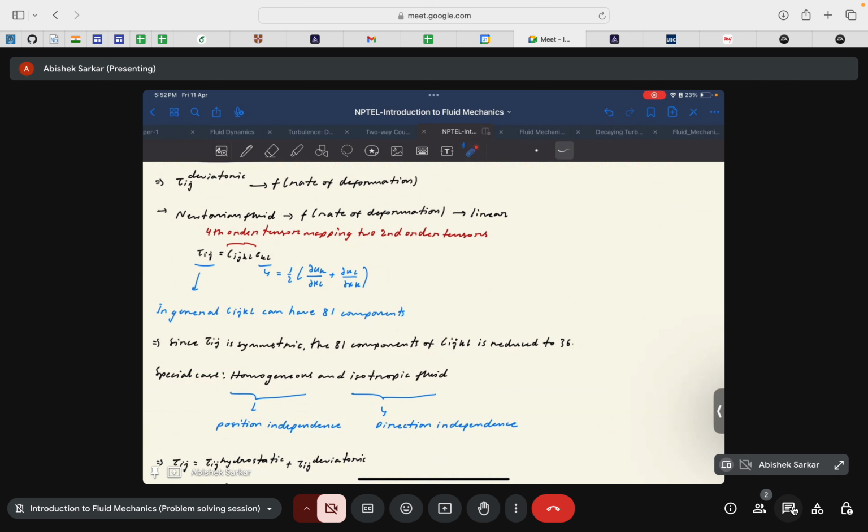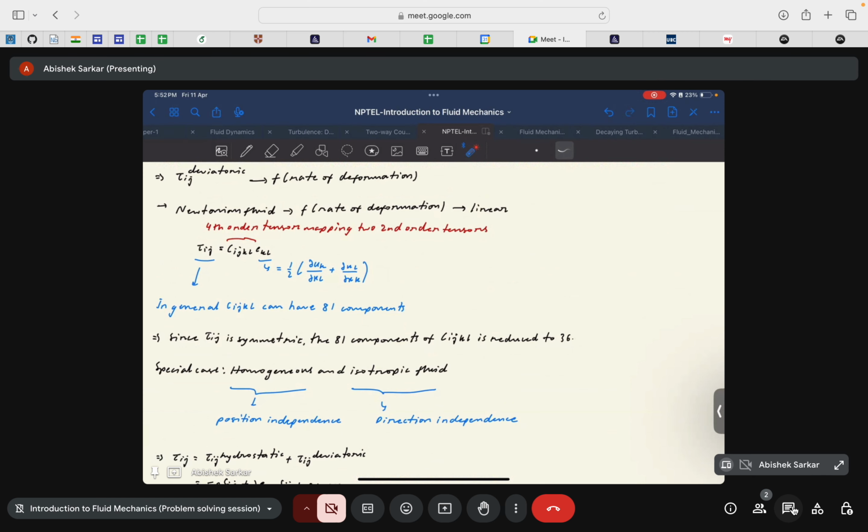And in general, if i, j, k, l each have three components, varying from 1 to 3, then Cijkl in general should have 81 components. And EKL here is the strain rate tensor, which we already used. Okay, strain rate tensor.